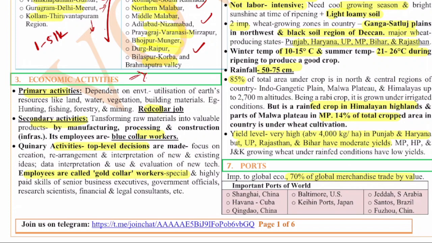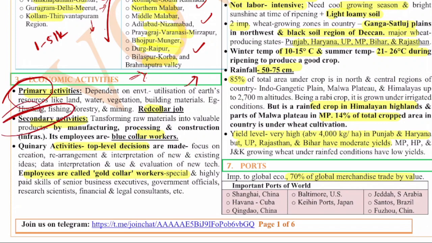The primary, secondary, tertiary, quaternary, and quinary activities are there. Primary activities are those which depend directly on the earth and its resources. For example, take agriculture, fishing, and forestry. They are all part of the primary sector.